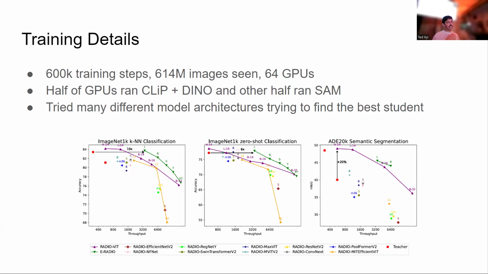And then they train this against a whole bunch of different architectures. So these charts over here are basically showing all of the different architectures that they tested and what their throughput was and what their accuracy was.